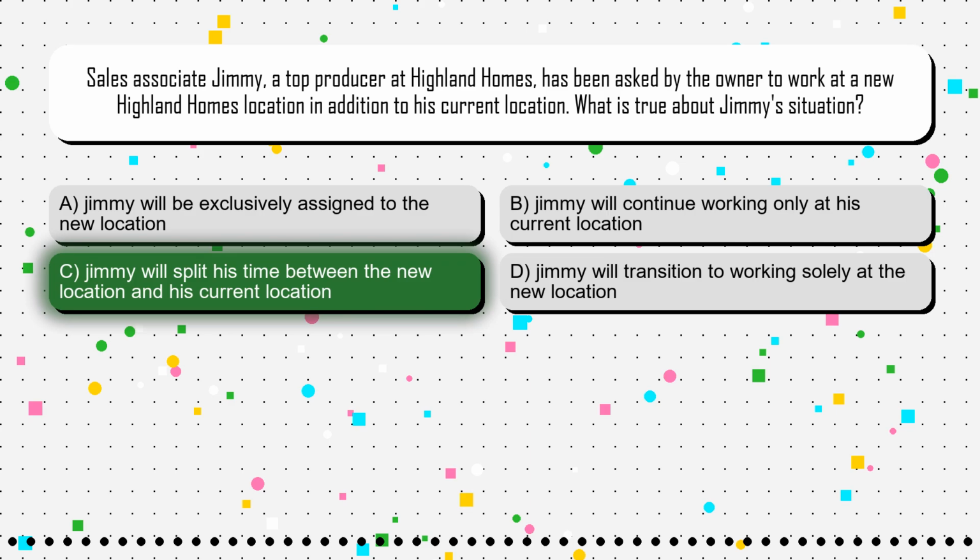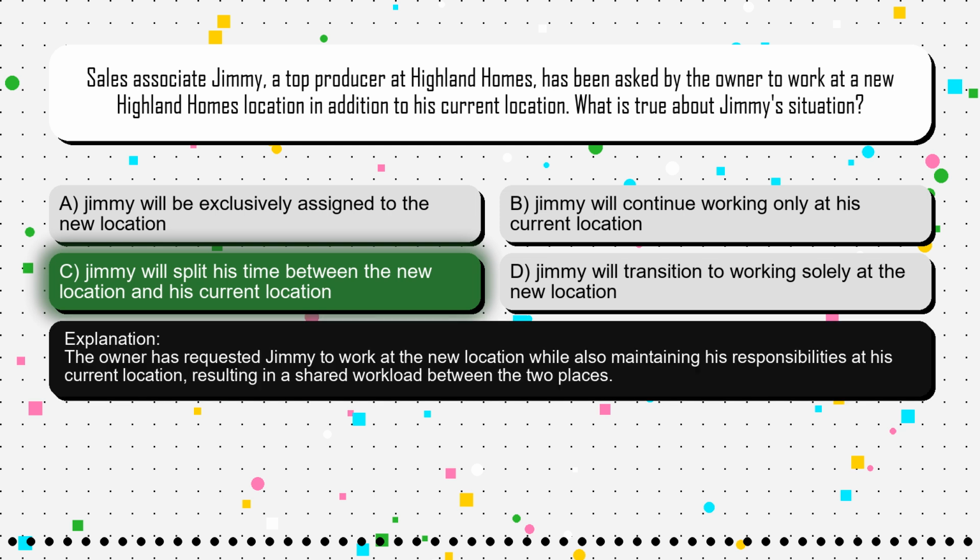The correct answer is option C. Jimmy will split his time between the new location and his current location. The owner has requested Jimmy to work at the new location while also maintaining his responsibilities at his current location, resulting in a shared workload between the two places.